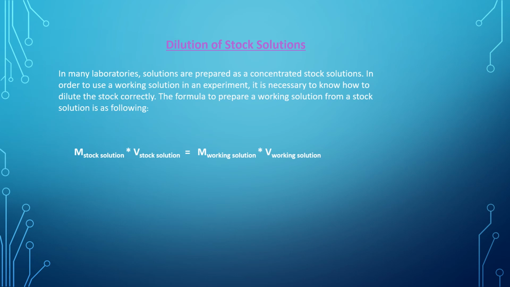In many laboratories, solutions are prepared as concentrated stock solutions. In order to use a working solution in an experiment, it is necessary to know how to dilute the stock correctly. The formula to prepare a working solution from a stock solution is as follows: M stock solution × V stock solution = M working solution × V working solution.